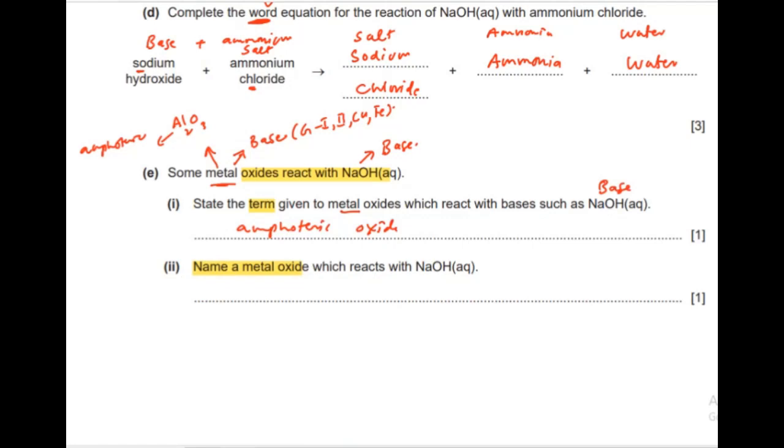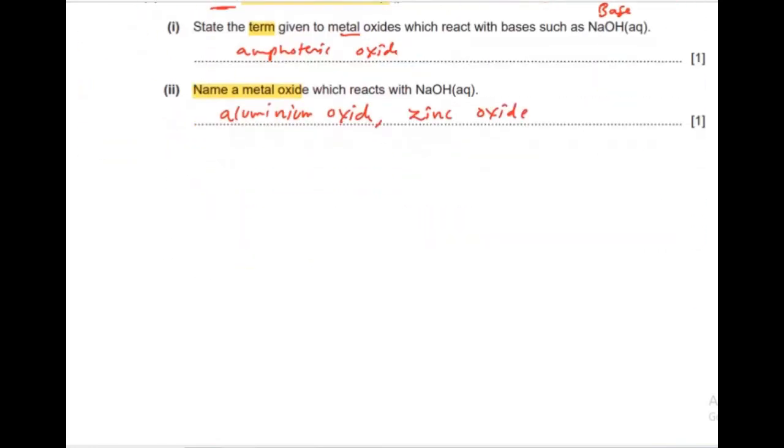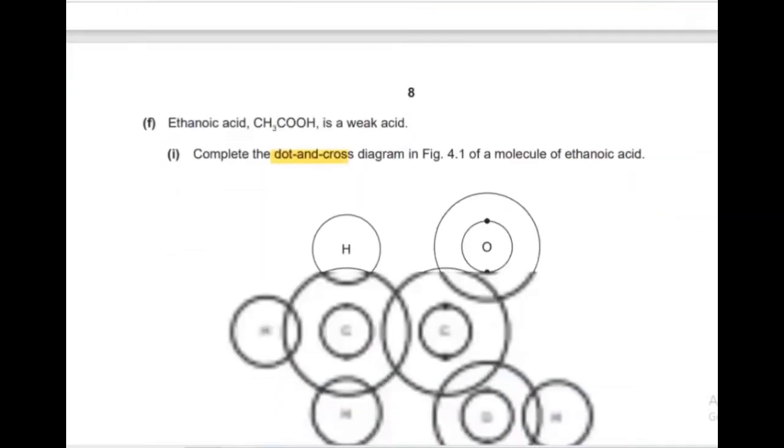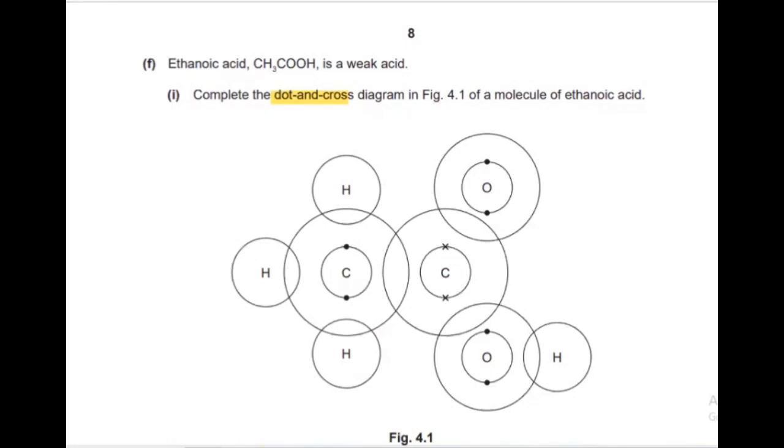Name a metal oxide which reacts with sodium hydroxide. Here you'll have to specify the amphoteric oxide. So aluminium oxide can react, or there is another amphoteric oxide. You may write aluminium oxide or zinc oxide. These are the two amphoteric oxides. They can react with the base to form salt and water.